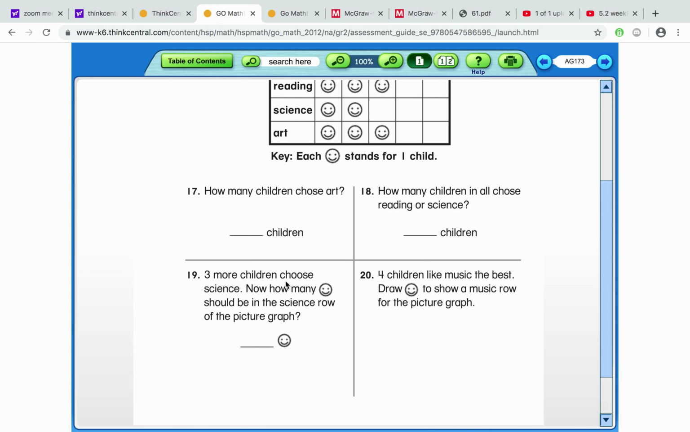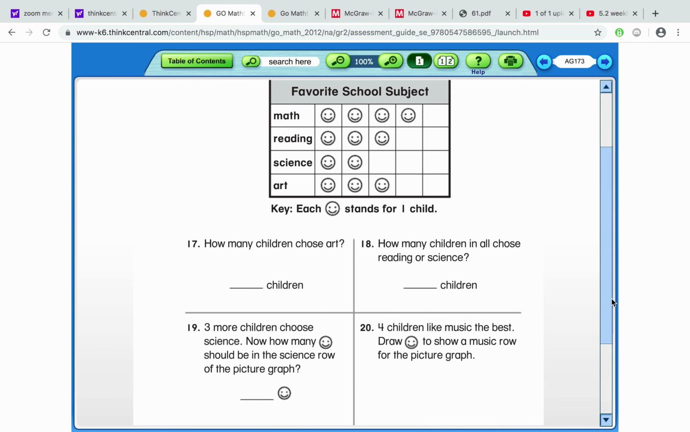19, 3 more children chose science. How many smile faces should be in the science row of the picture graph? So if you took a survey and 3 more kids chose science, add those in here. Now how many smiley faces are in the science row? You're adding information to that graph.